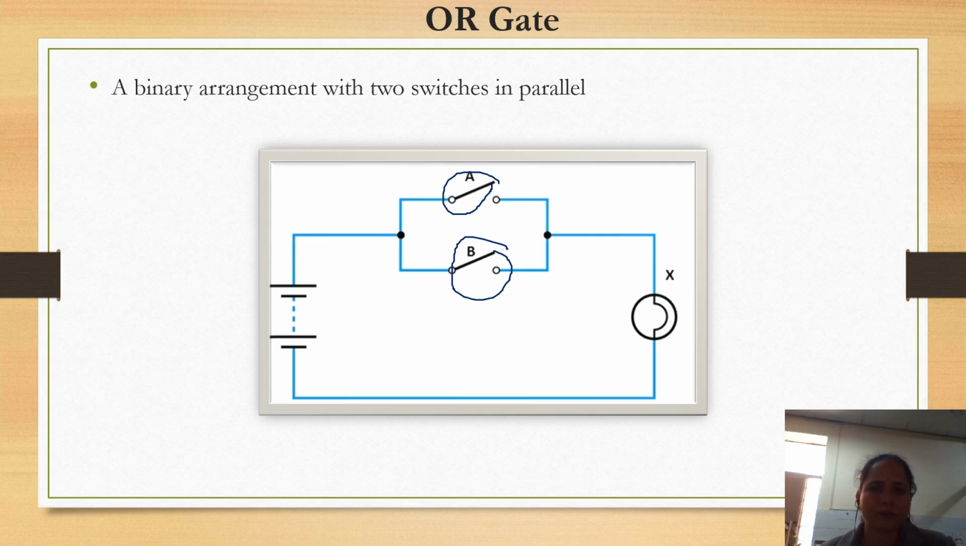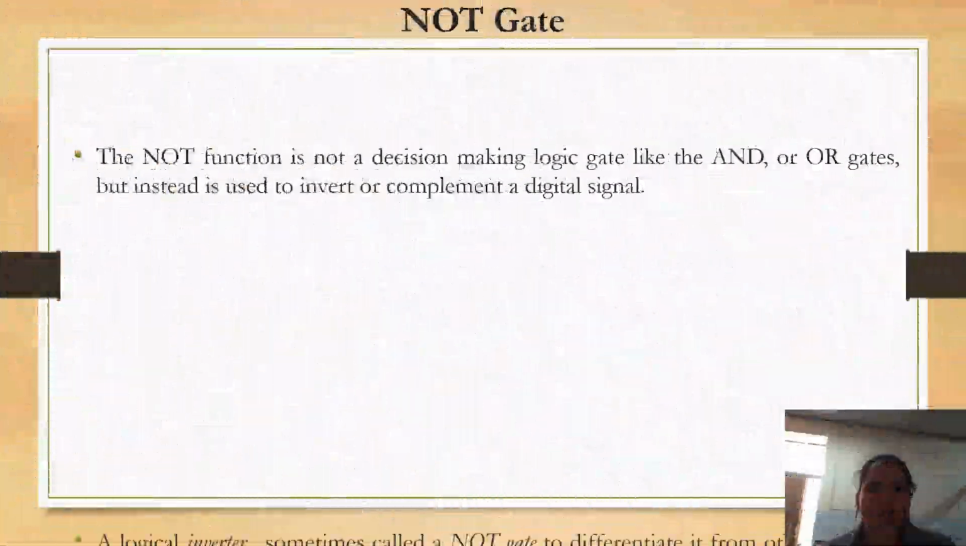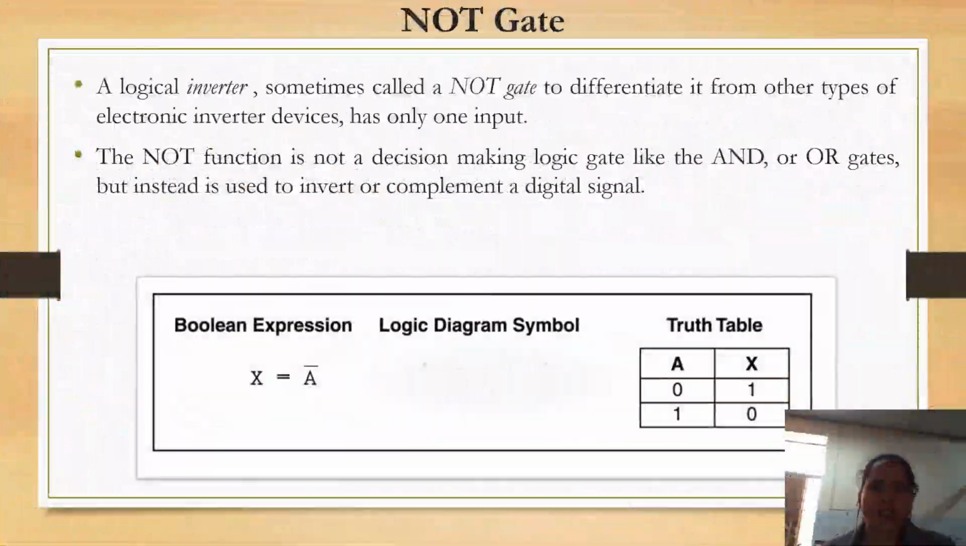Now next one is the NOT gate. NOT gate means invert. We just complement, and the NOT gate is basically used in complement. Okay, one's complement, two's complement. So NOT gate means invert. We just invert the input.